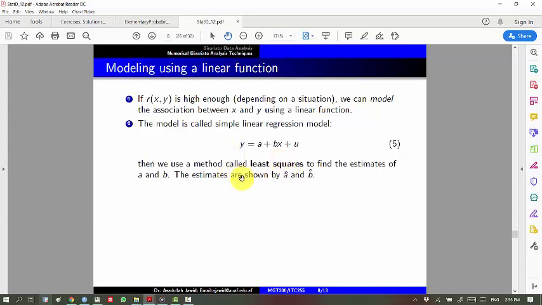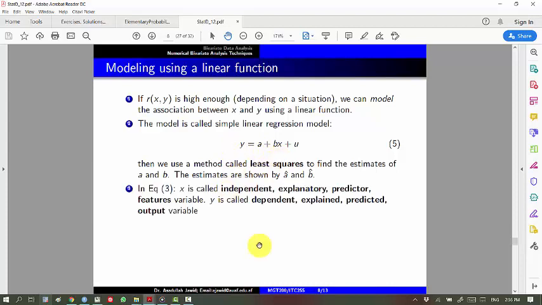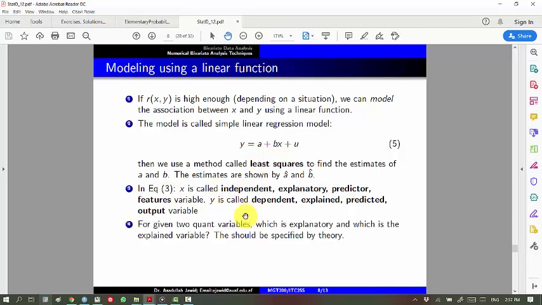Then we use an estimation method called least squares in order to estimate a and b. Once we have a and b, we just put the values here. We write y equals a plus bx, which is the simple linear regression model between x and y. We have different terminologies for x and for y. Let's go through and check. For given two quantitative variables, which one is dependent and which one is independent should be specified by the theory.